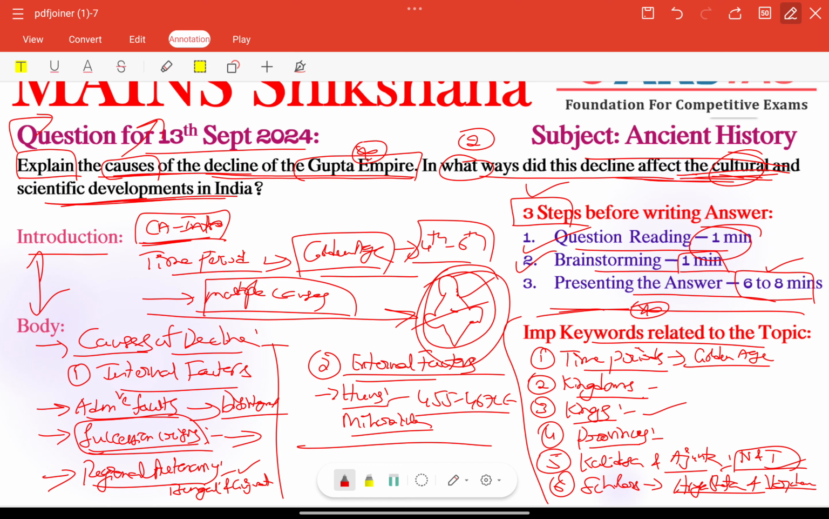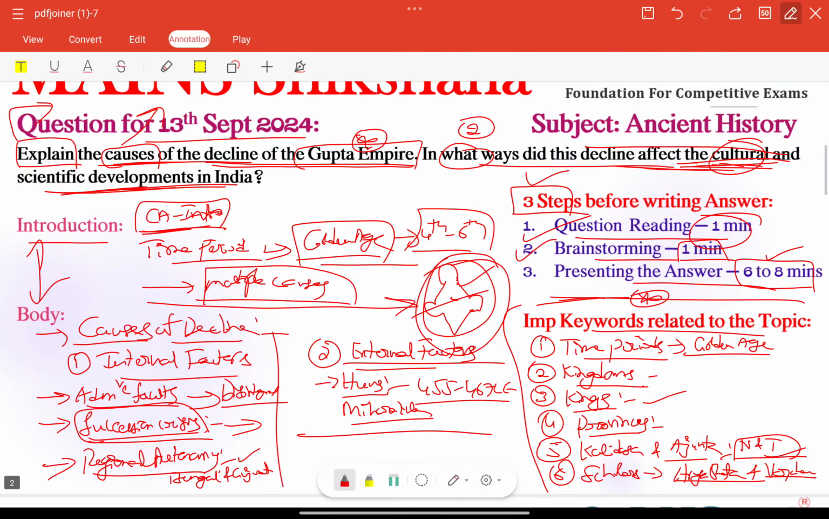Other than that, we have pressure from neighboring kingdoms, right? For example, we have the Maitrikas or the Vakatakas. We need to focus on this, right? Other than that, we can talk about military defeats also. For example, the defeat of the Gupta forces in battles against the Huns and the invasion of the western region by the Alchon Huns are also very important here, right?